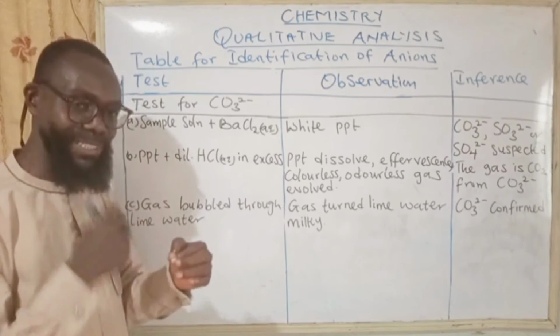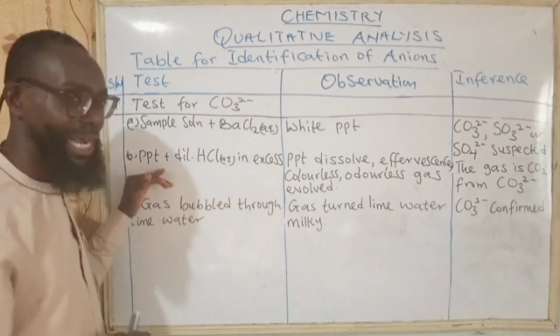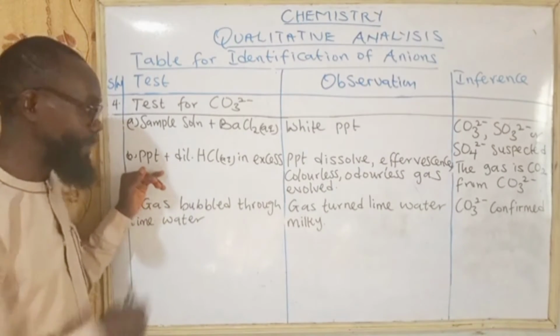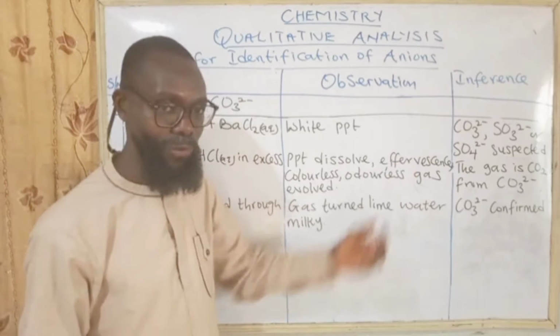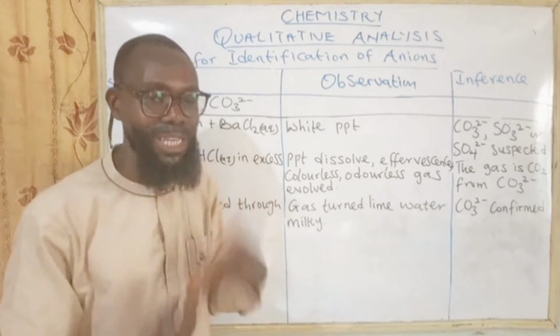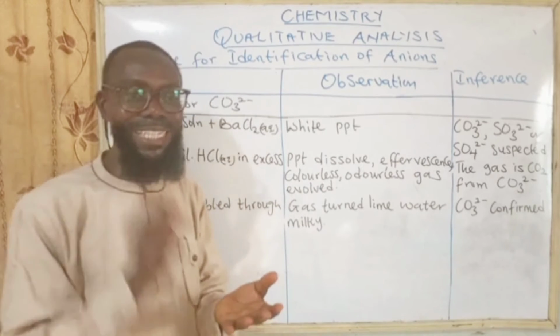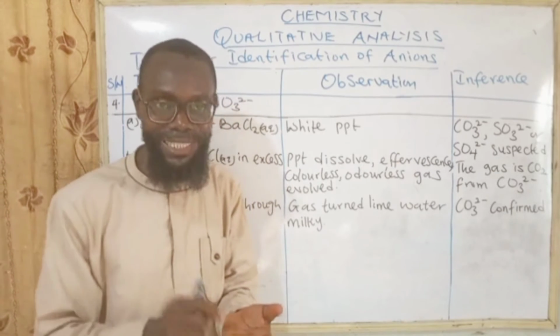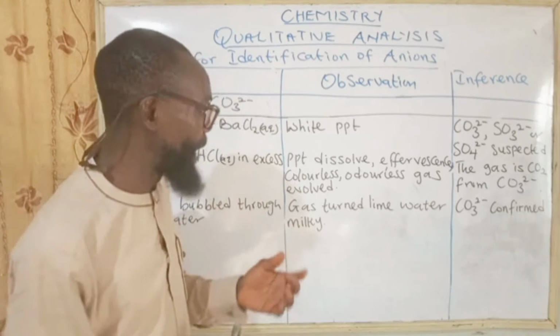So when you add the HCl, definitely, either it is solid or solution, the precipitate will dissolve. When the precipitate is dissolving, effervescence will occur. Effervescence means giving off of gas. It means gas is coming off. For us to now know the acidity or alkalinity of that gas, we have to use that litmus paper.